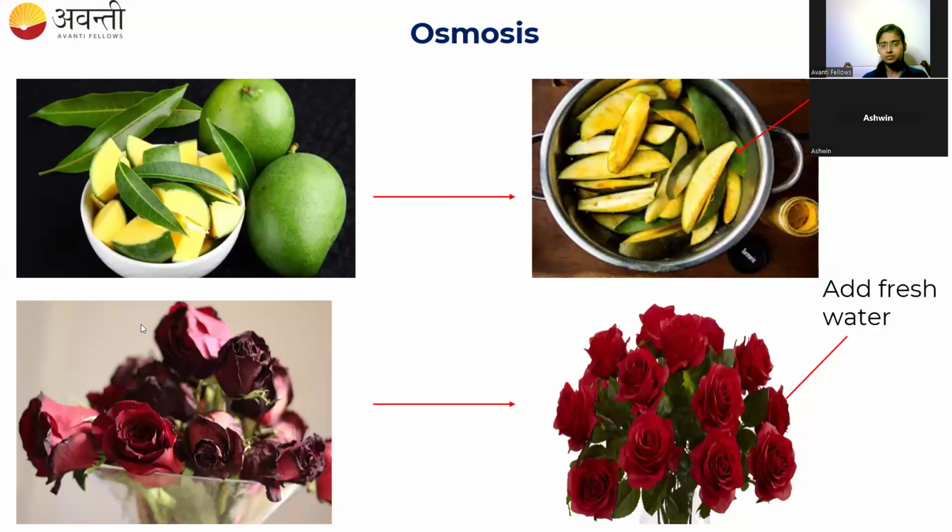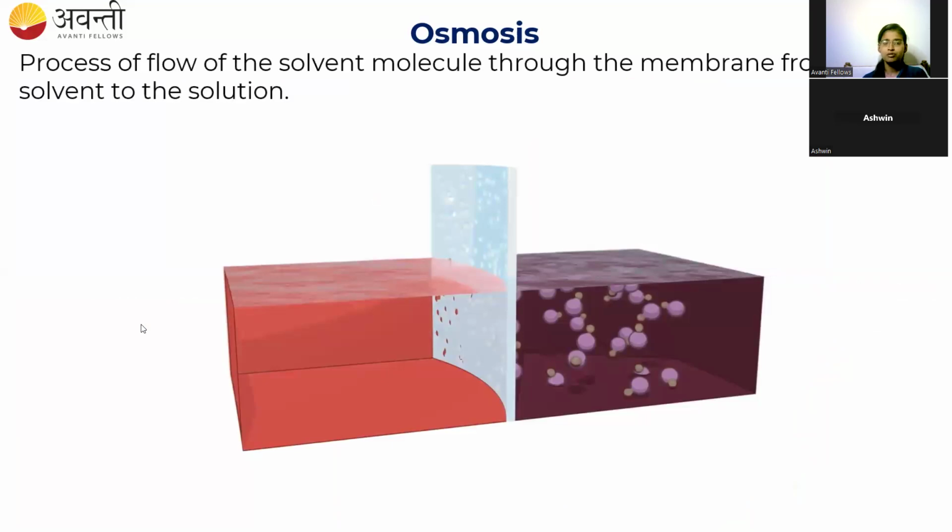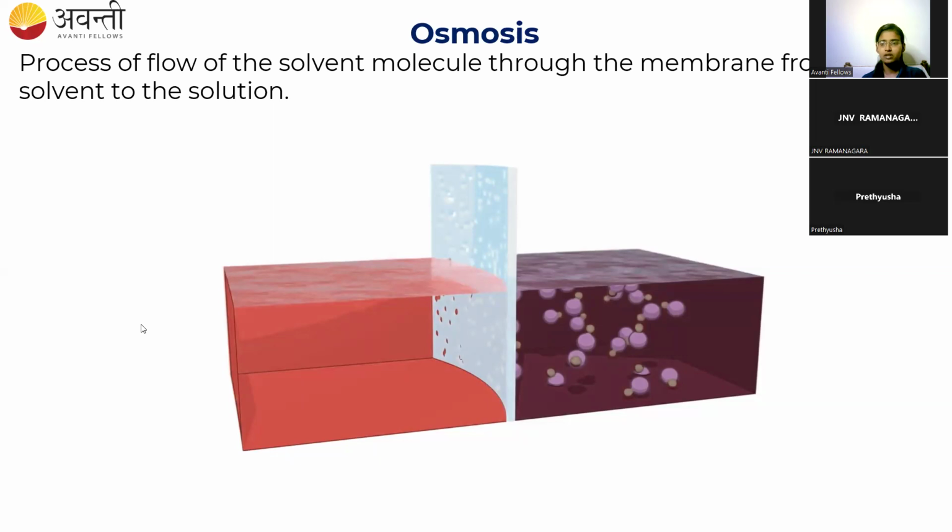Okay. Now, osmosis. What is osmosis? It is the process of flow of solvent molecules through the membrane from pure solvent to the solution.